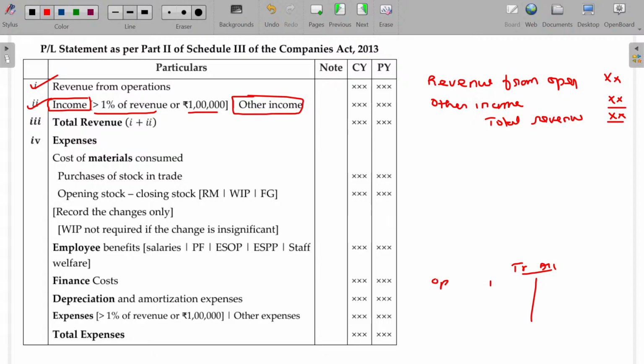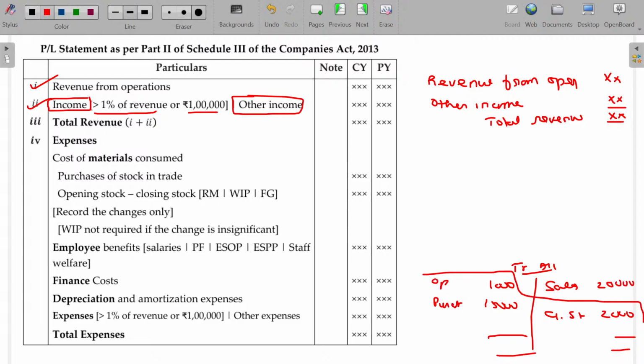Opening stock, 1,000. Purchases, 15,000. Closing stock, 2,000. Okay. Sales being 20,000 rupees. How do you get the GP? You subtract this block from sales to get the GP. Am I right?